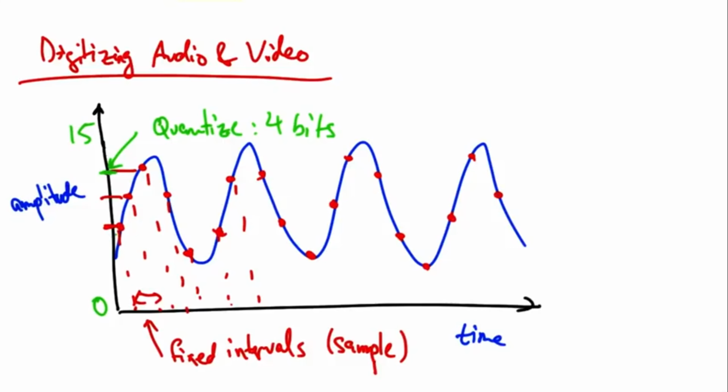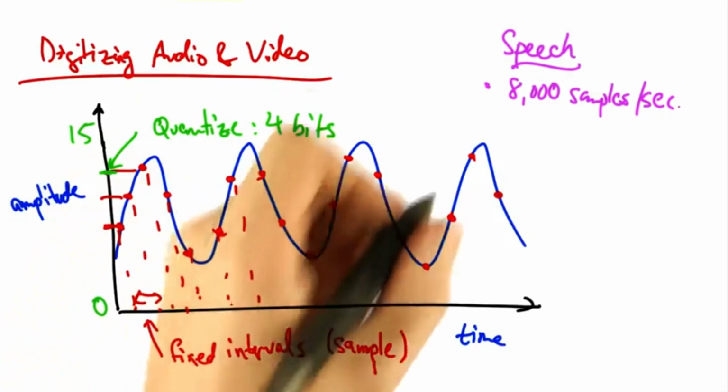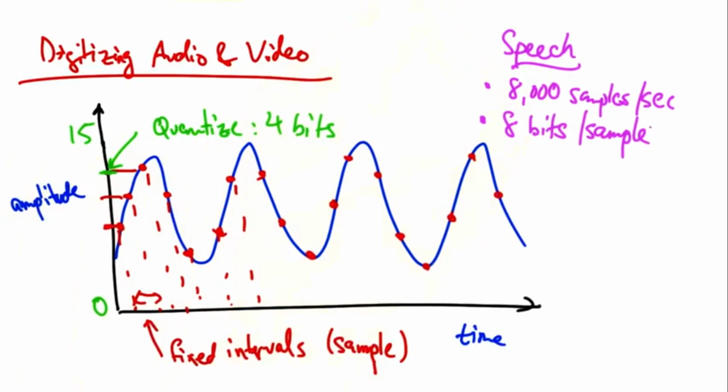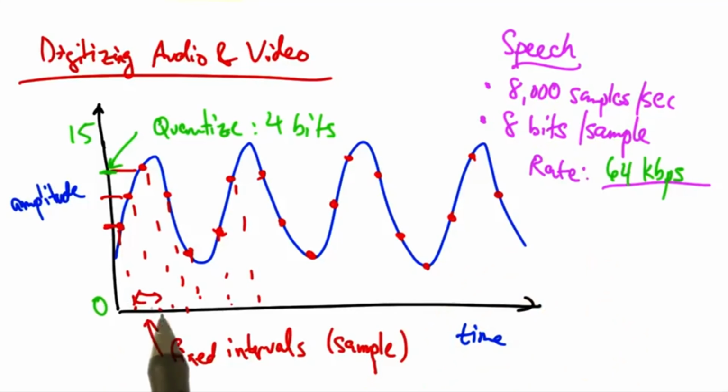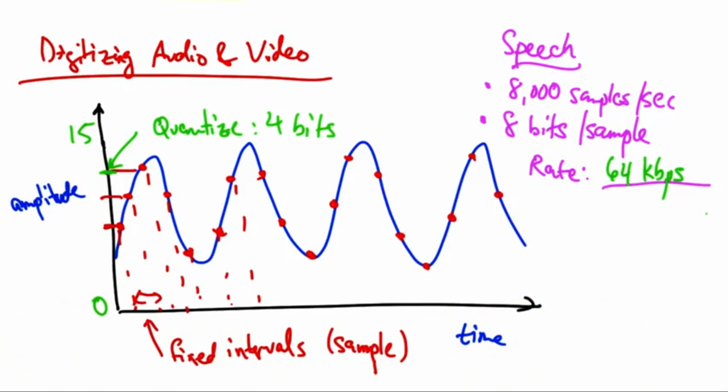Let's take a couple examples. So with speech, you might take 8,000 samples per second, and you might have 8 bits per sample. So what is the sampling rate in this case? Please give your answer in kilobits per second. At 8,000 samples per second and 8 bits for every sample, the rate of digitized speech would be 64 kbps, which is a common bit rate for audio.